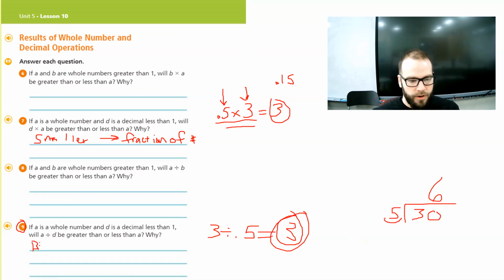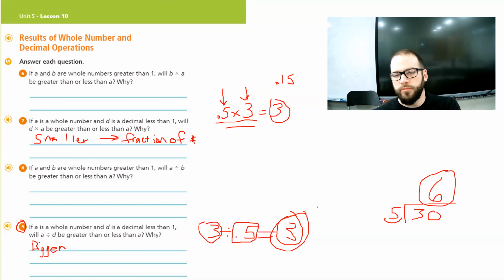Why is it greater? Well, when you have a whole number and you're dividing it by a decimal, you're saying, hey, I have 3 loaves of bread. How many half loaves are in 3 loaves? 6. You need less than 1 to make a group, so you're going to get more. In order to make a group, you just need a fraction of a whole, so no matter what, you're going to have more groups than you started out with. Does that make sense? I hope so.